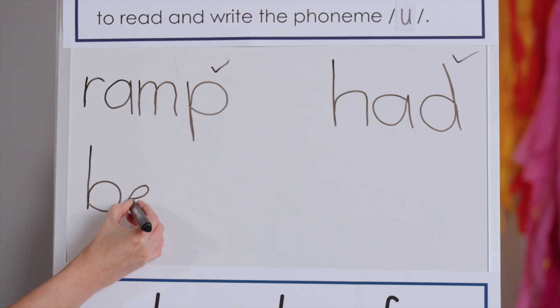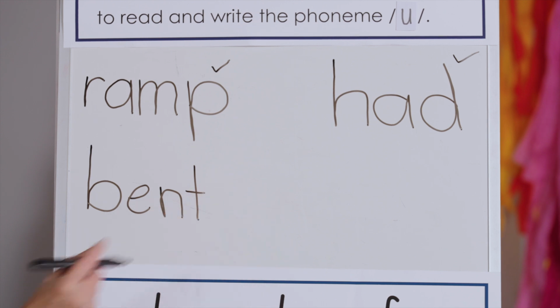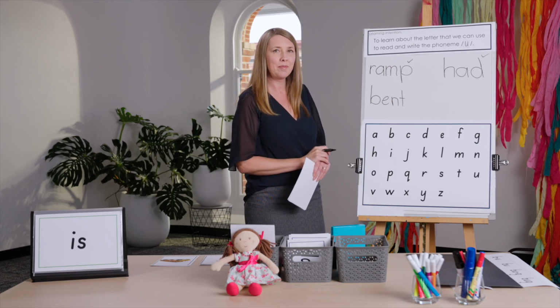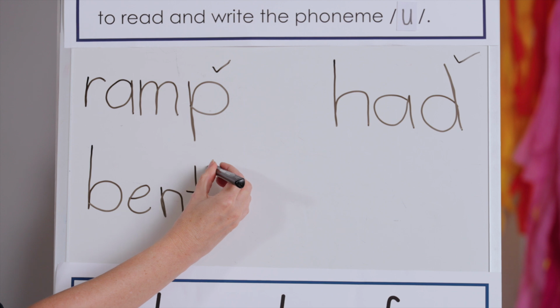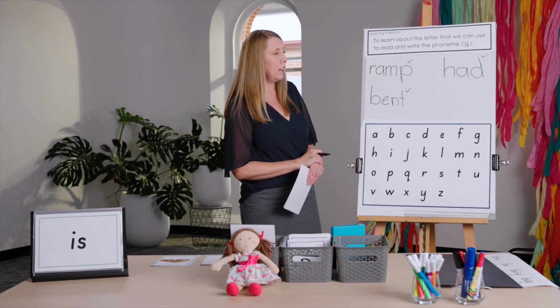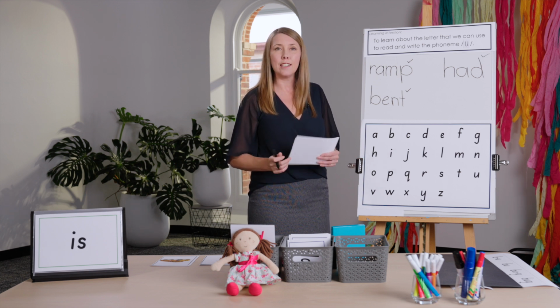B, e, n, t, bent. Does yours look the same? Let's read this word. B, e, n, t, bent. Give yourself a tick. Fix it up if you need to. We've got one more word to write, and this word is hand.